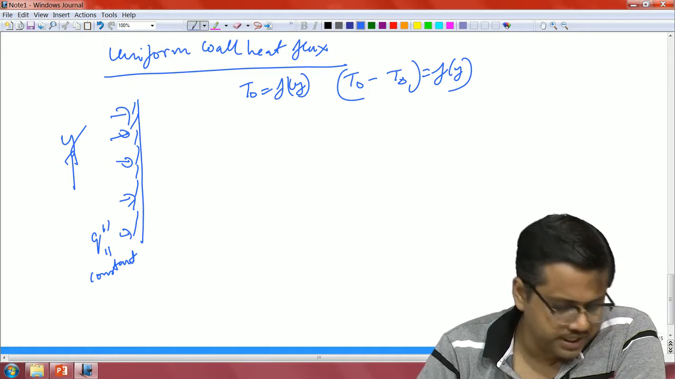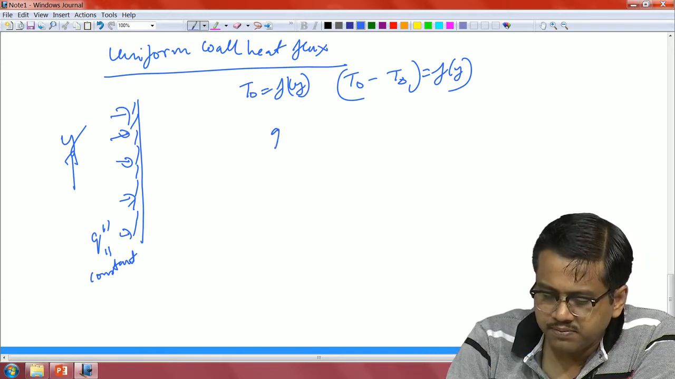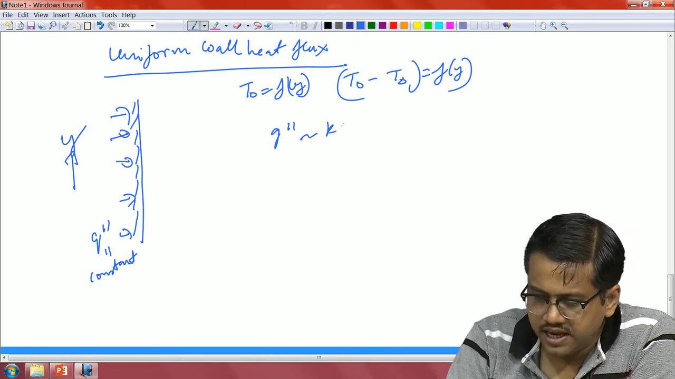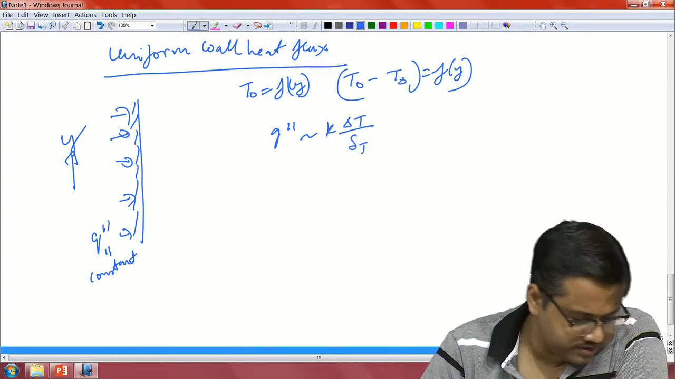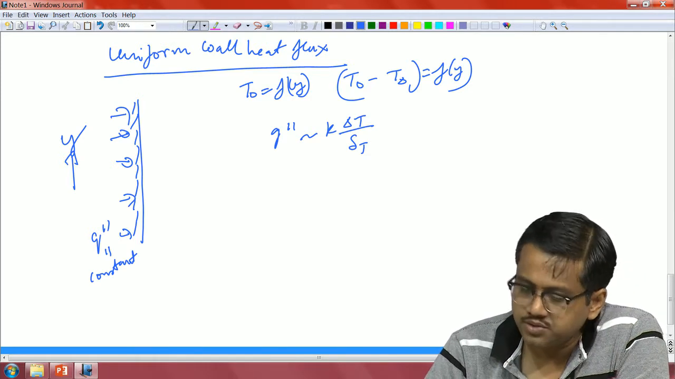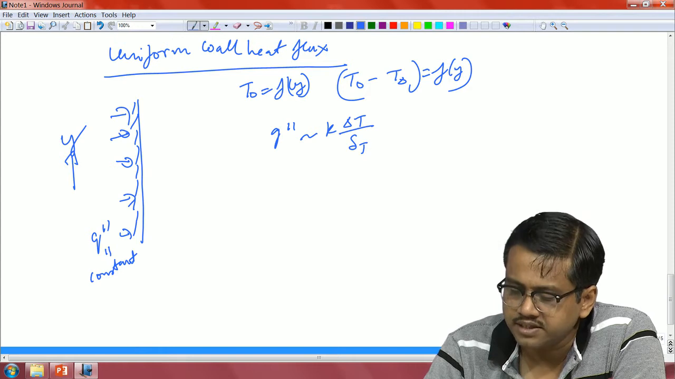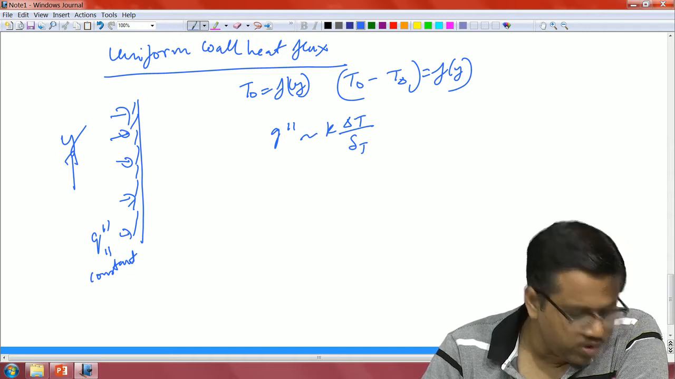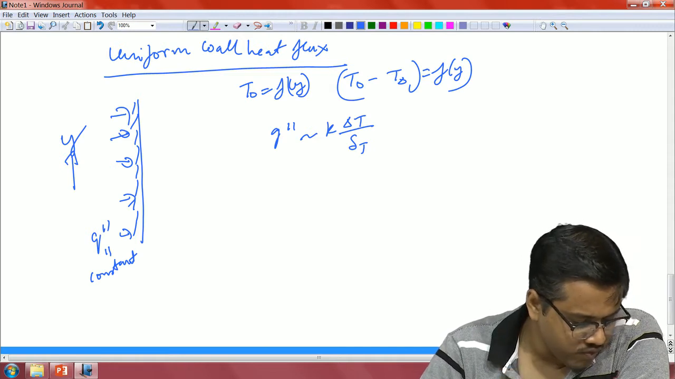But a few things do not change, and we will just show the approach. For example, Q double prime scaling as k delta T by delta does not change, because this is the very definition of the wall heat flux. That is what we have always used, because at the wall it is basically a conduction problem, dT by dx. So this scale will be applicable regardless.